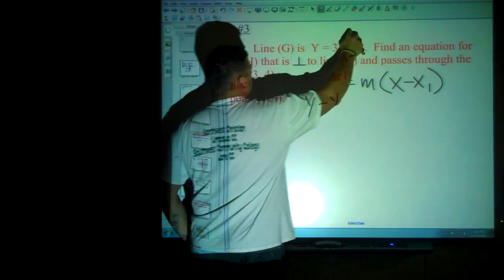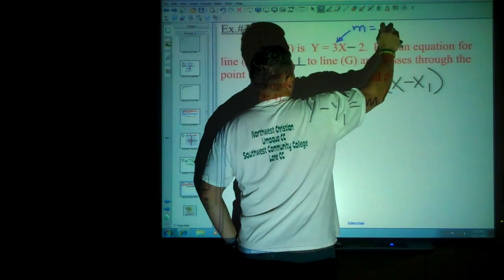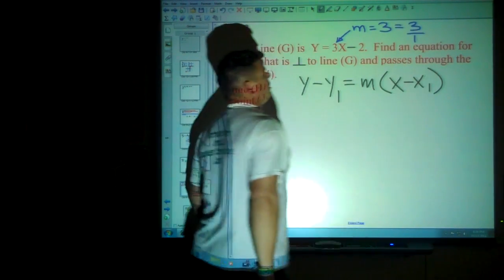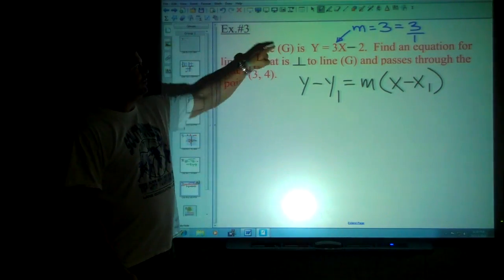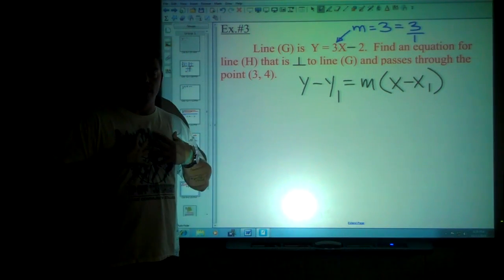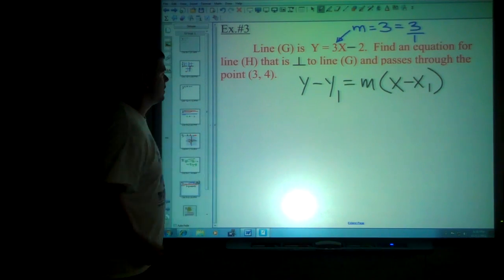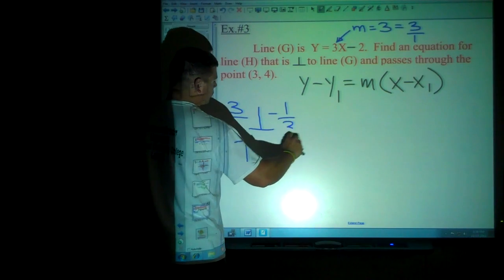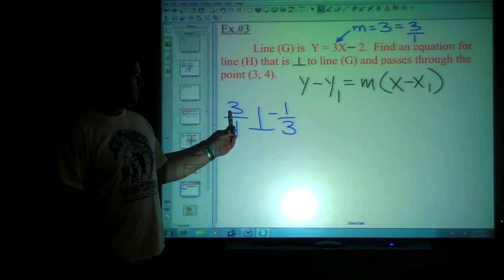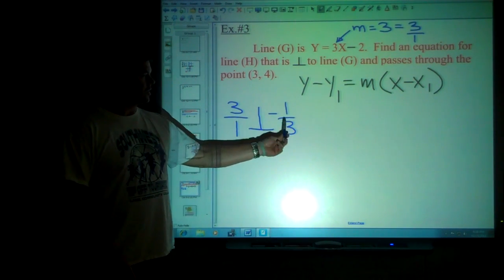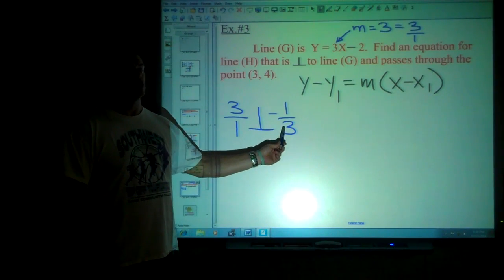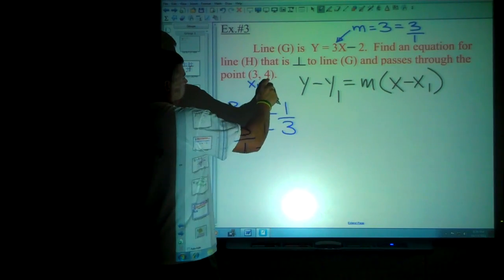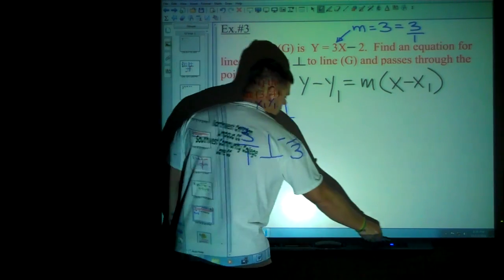Now if we look right here, we notice that m equals 3, which if you were to write it as a fraction, rise over run, would be 3 over 1. So the slope of line G is 3 over 1. If we want to make a slope that's perpendicular, then we would say, well, 3 over 1 is perpendicular to negative 1 over 3. So if this is line G, this is going to have to be the slope for line H. Now I can put that value in for m. I've got my x sub 1 and y sub 1 values. I can substitute those in.